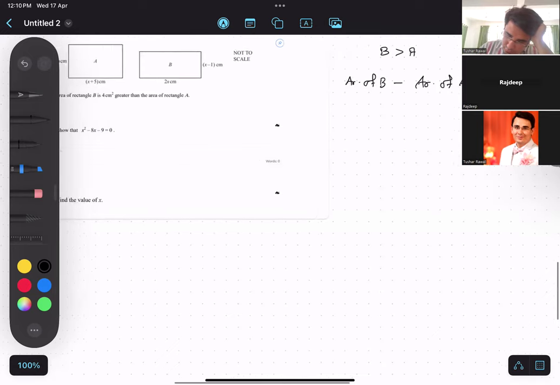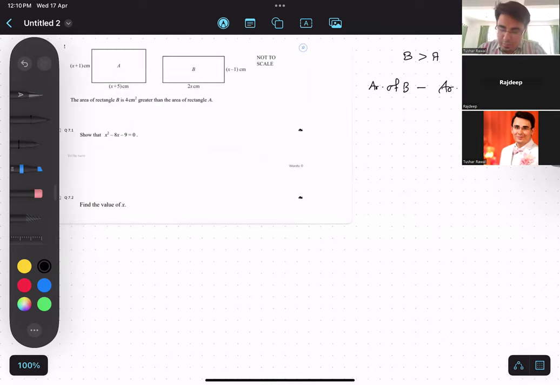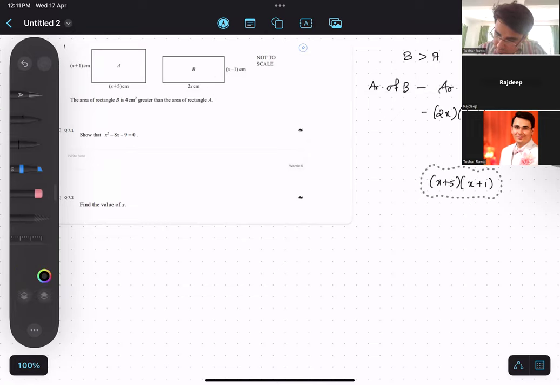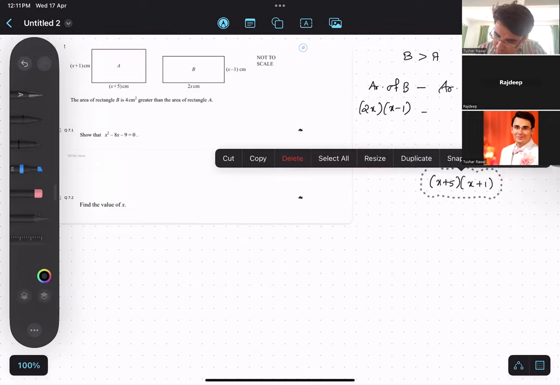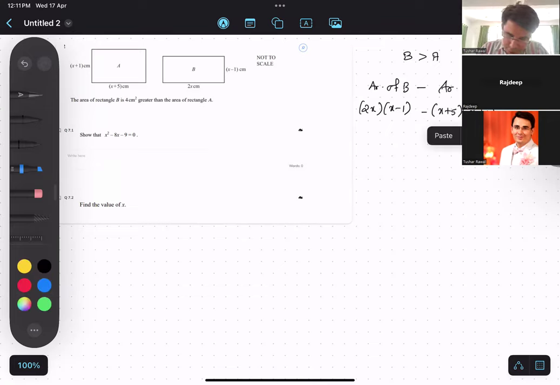Now we will solve it. How do we find area of B? Length into breadth for both of them. So x plus 5 multiplied by x plus 1, minus 2x multiplied by x minus 1 for A, equals to 4. Is that clear? Yes.